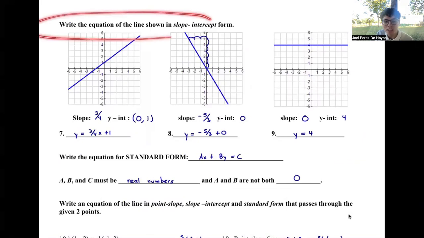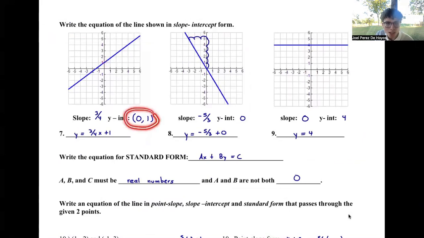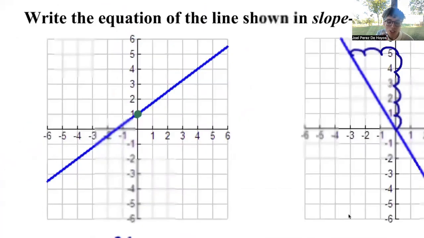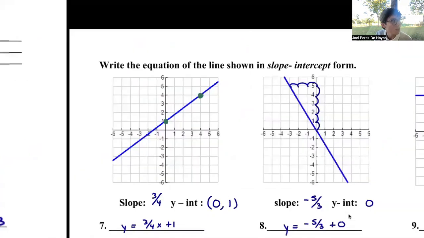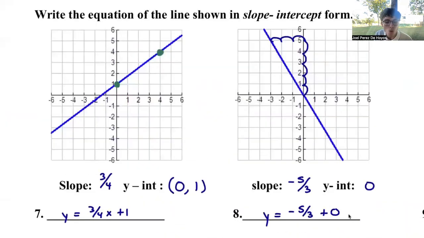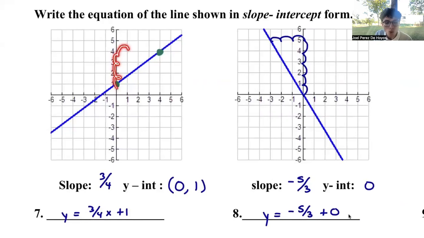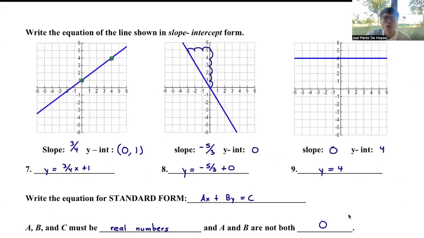Write the equation of the line shown in slope-intercept form. The first thing you have to look for is the intercept in y. That's 1. The intercept in y is (0, 1). And the slope is 3/4. So it will be 1, 2, 3, and 1, 2, 3, 4. How do you know it's 3/4? Because you're just going to put 2 points that are exactly the same, like this one and this one. So this will be 1, 2, 3, and 1, 2, 3, and 4. It's 3/4. In number 8, it will be -5/3, and the intercept in y is 0.